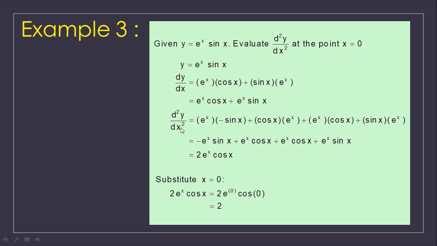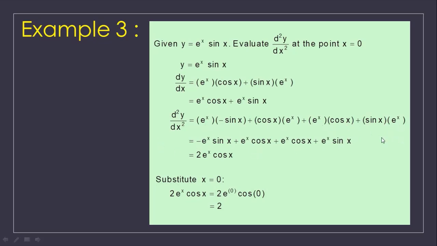Proceed to find the second derivative. Differentiate the answer from first derivative. Here we have uv prime plus, here we have uv plus another uv. So we must apply the product rule 2 times. So uv prime plus vu prime. And then once again, uv prime plus vu prime.